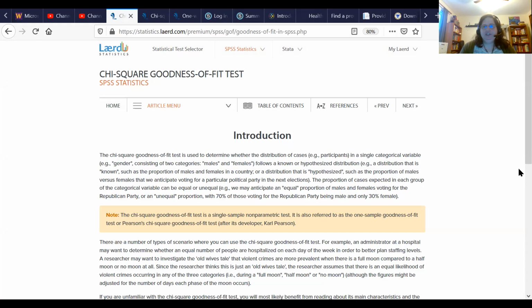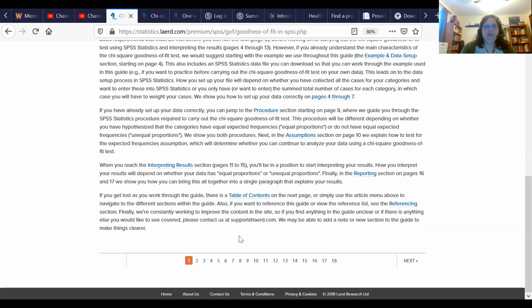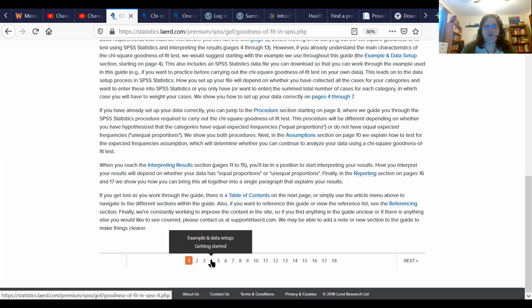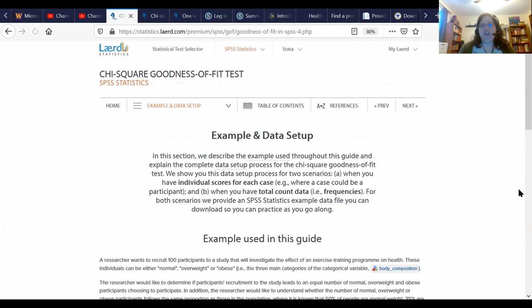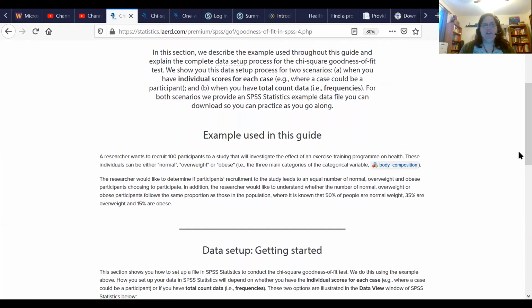Okay, so let's start off. We already talked about the background and requirements, so let's start with our example for this particular setup. A researcher wants to recruit 100 participants to a study that will investigate the effect of an exercise training program on health. These individuals can either be normal, overweight, or obese, the 3 main categories of the categorical variable body composition. The researcher would like to determine if recruitment to the study leads to an equal number of normal, overweight, and obese participants choosing to participate.